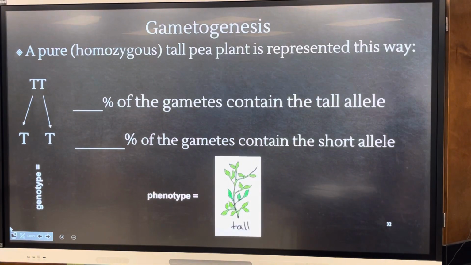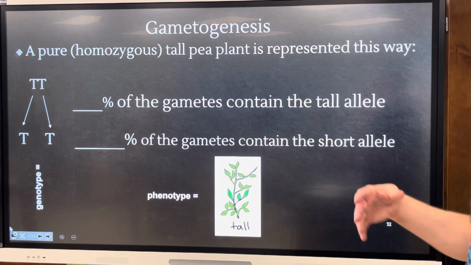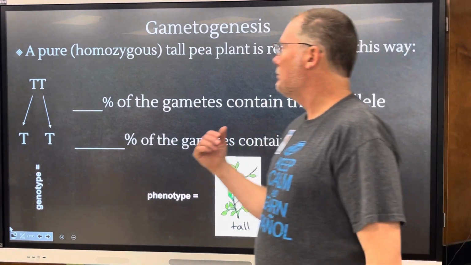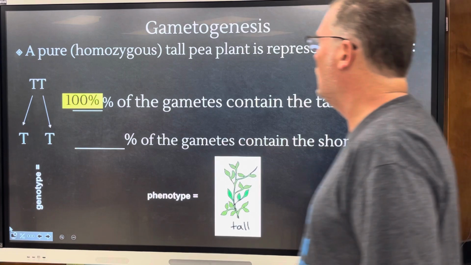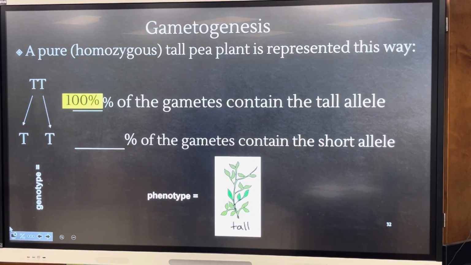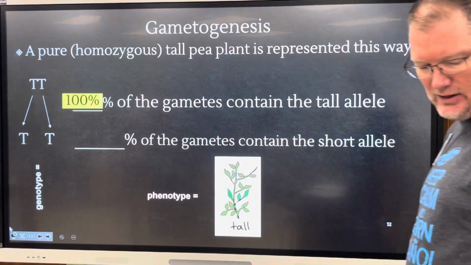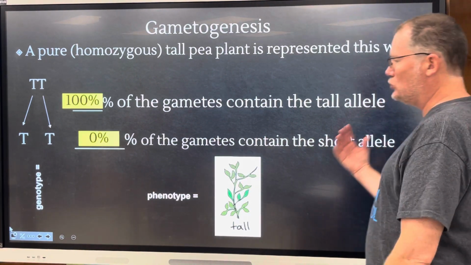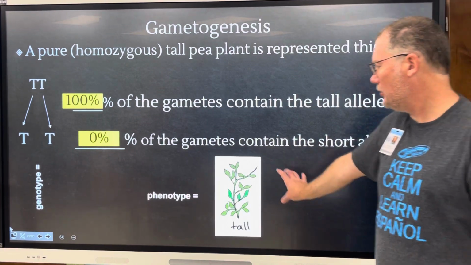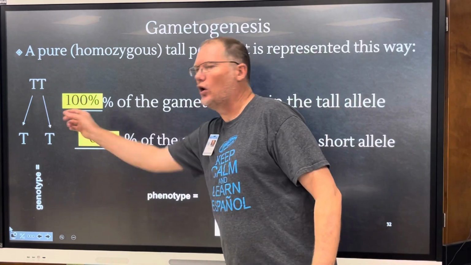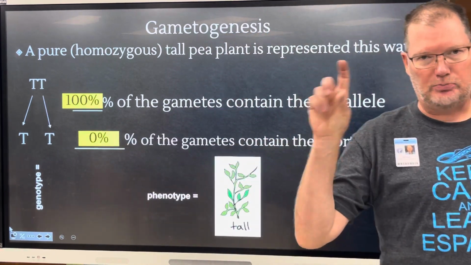Okay, so now we are on slide 32 and 33, gametogenesis. This is also a word we learned last semester. Gametogenesis is the creation of gametes, right? So a pure homozygous tall pea plant is represented this way. 100% of the gametes contain the tall allele, and 0% of the gametes contain the short allele. So the phenotype is all tall, and the genotype is all homozygous dominant. Big T, big T.